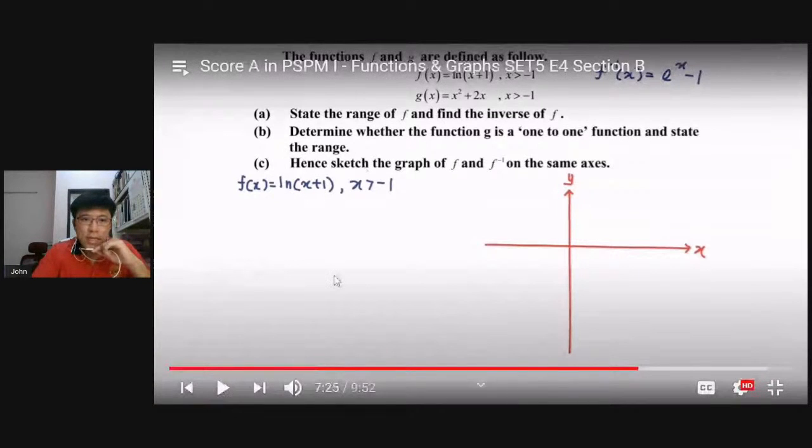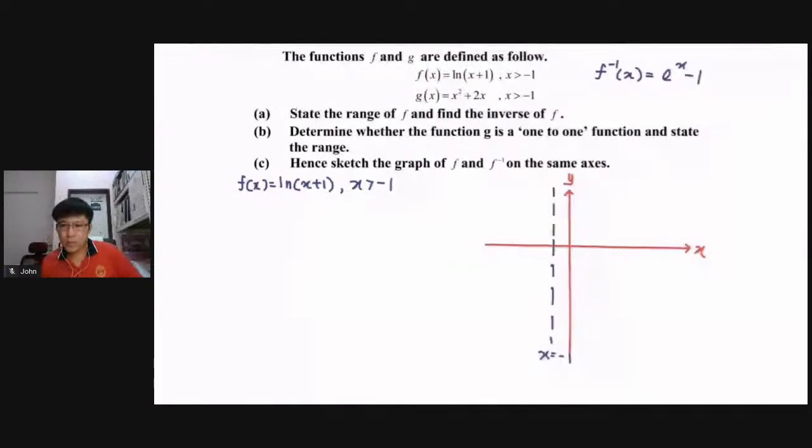So di sini pun sama, saya sketch step by step. Faham tak? Masa saya nak sketch graph saya untuk ln, saya buat step by step. Sebab ingat, kita tengah revision. Faham tak? Kita tengah revision. Asymptote. So here we will have x equal to negative 1, which is an asymptote. Next, we're going to find the intercept when x equals 0. So we will have y is equal to ln 1, which is also equal to 0. Meaning that the graph will cut through the x-axis at 0, 0.